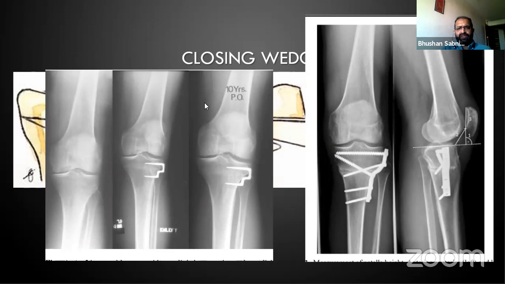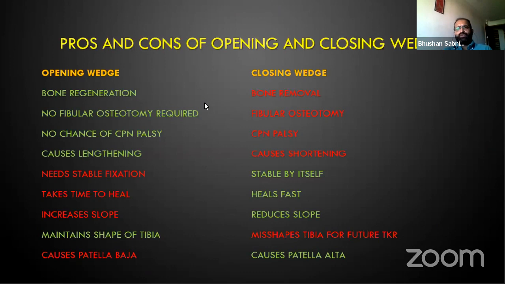But there are lots of pros and cons about opening wedge and closing wedge osteotomies. So let's just go through it quickly. In opening wedge, we are relying on bone regeneration. That means we are creating new bone. In the closing wedge, you're taking out bone. In opening wedge, you're not doing a fibula osteotomy, and there is no chance of a CPN palsy. Having said that, I have one patient who had a CPN palsy due to a tight application of a Flotron calf pump stocking on that side. Fortunately, transient and recovered completely. So these are the main three pluses on the side of opening wedge.